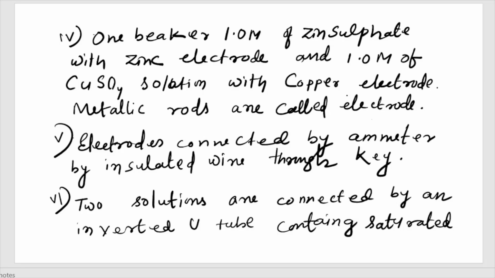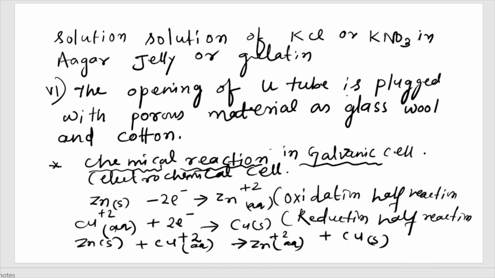The U tube containing the solution is called the salt bridge, which is inverted. It contains a saturated solution of KCl or KNO3 in agar. What type of solution will we take here? Potassium chloride or potassium nitrate in agar jelly or gelatin.